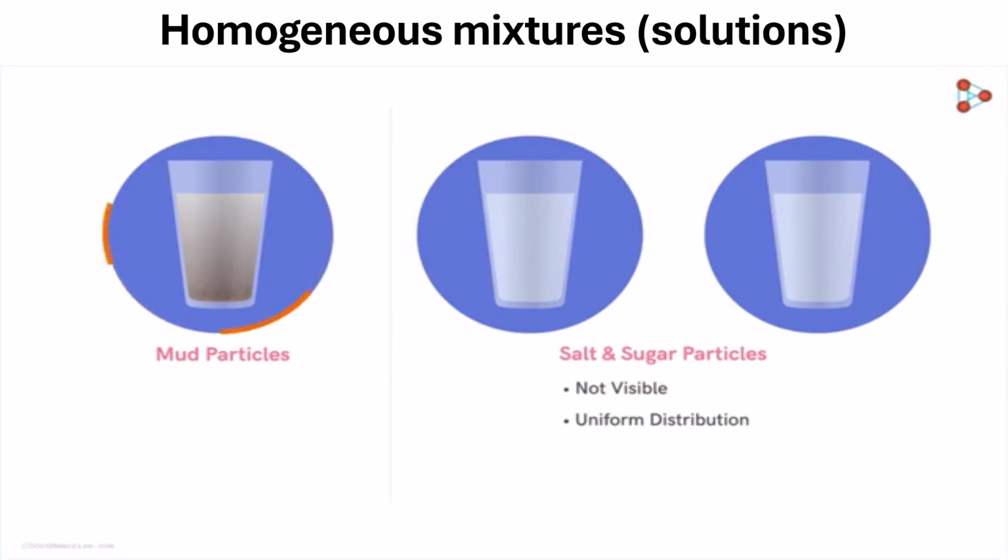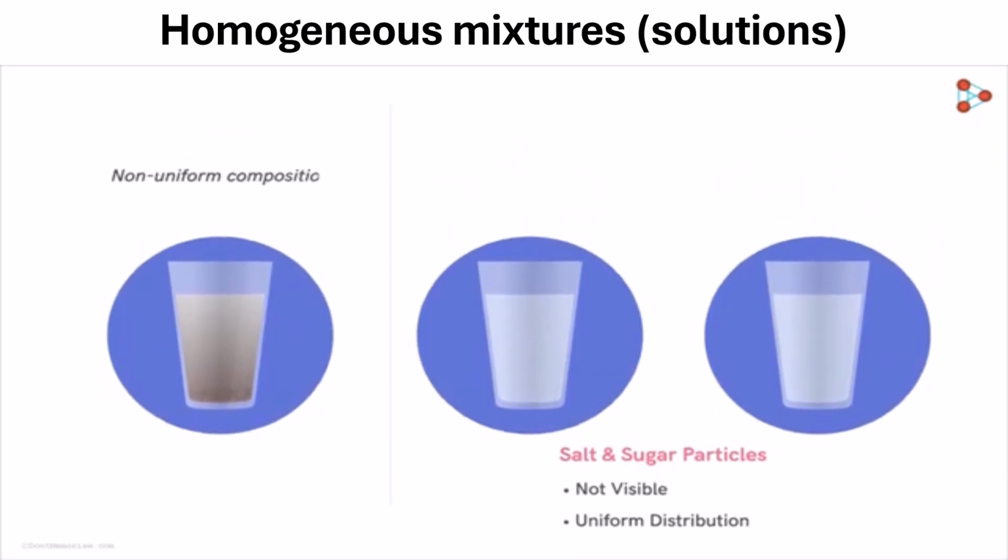In the first mixture, its composition is not uniform, and its components are in different phases. That is, you're able to see the different components separately. So this type of a mixture, which has non-uniform composition and varying properties, is called a heterogeneous mixture.